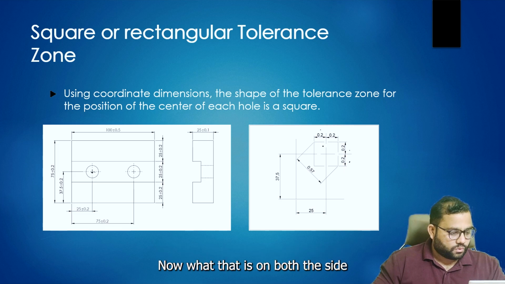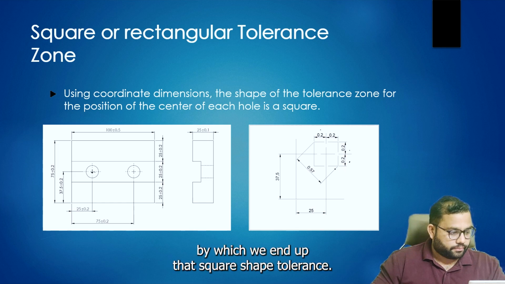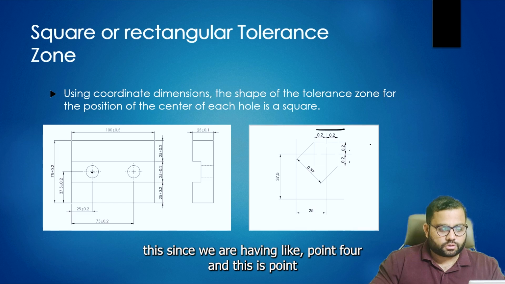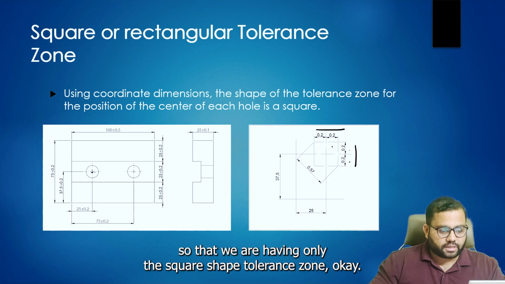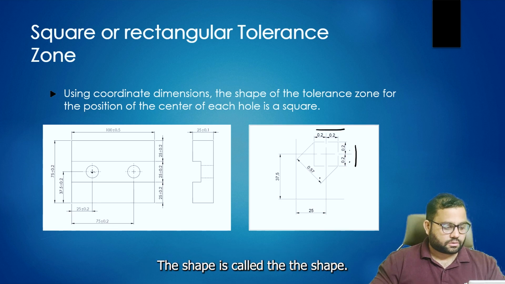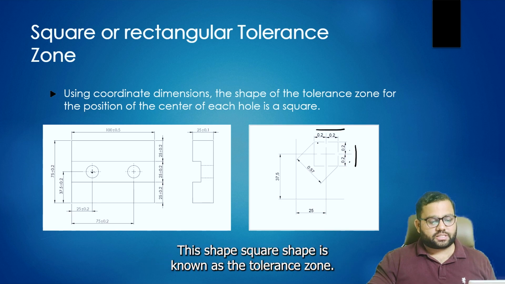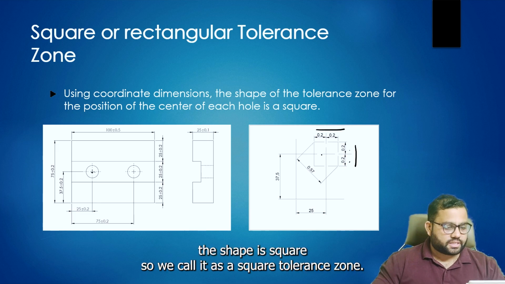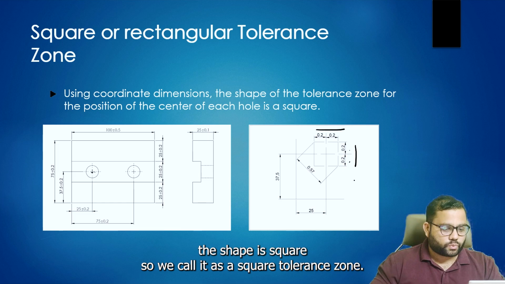Now the tolerance on both sides ends up as a square shape tolerance. Because we have plus minus tolerance, this is 0.4 and this is 0.4, so we have only a square shape tolerance zone. This shape, the square shape, is known as the tolerance zone. Since the shape is square, we call it a square tolerance zone.